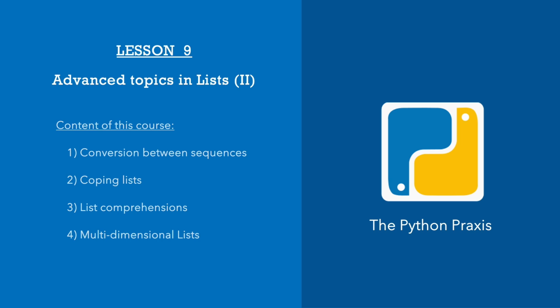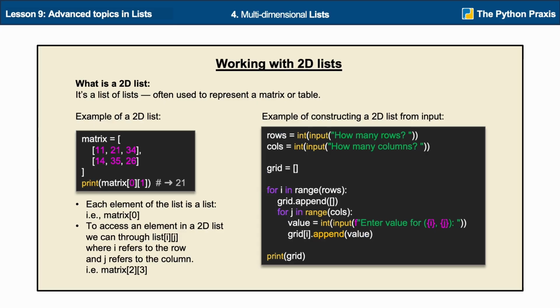We'll also explore multi-dimensional lists, building structures that can model real-world data with precision. By the end, you'll have the skills to work with data in rows and columns, just like in spreadsheets or scientific datasets. So let's get started and give more depth to our Python lists. Let's talk about two-dimensional lists and multi-dimensional lists.